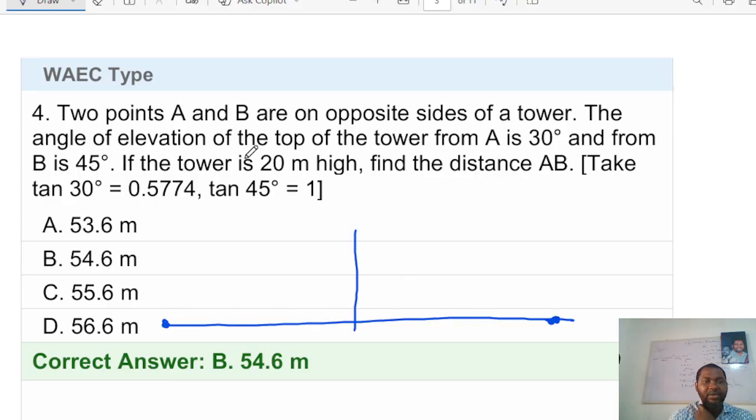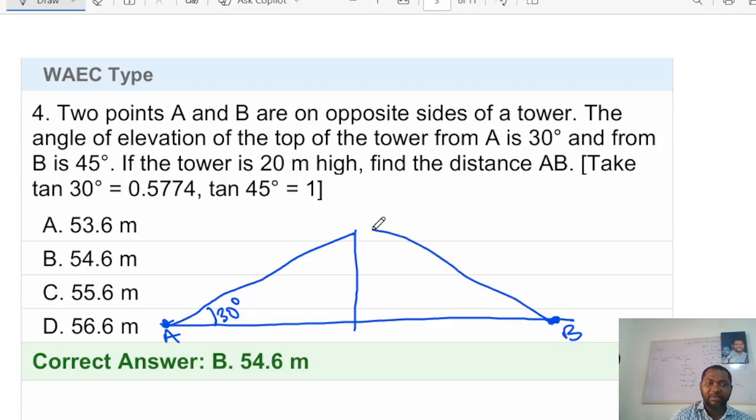Now the angle of elevation of the top of the tower from A is, okay, let me label this A and label this B. So the angle of elevation of the top of the tower from A is 30 degrees. Elevation from A means you're looking upward, so it looks upward like this, and the elevation here is 30 degrees. You see that? And from B is 45 degrees. So from B this way, the elevation is 45 degrees. Now if the tower is 20 meters high, I'm going to put here 20 meters. Find the distance AB.